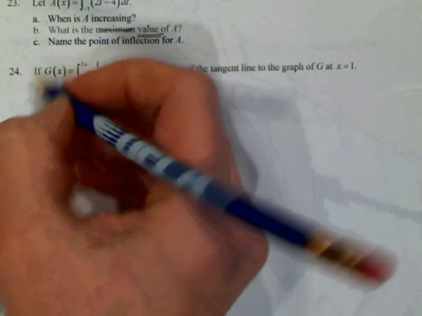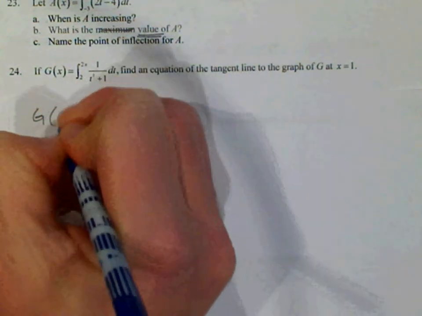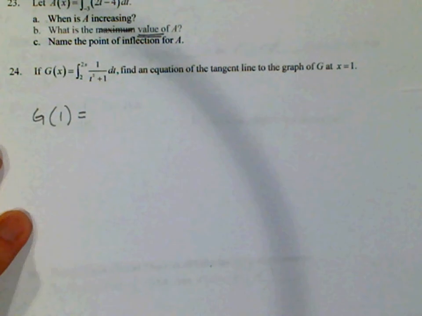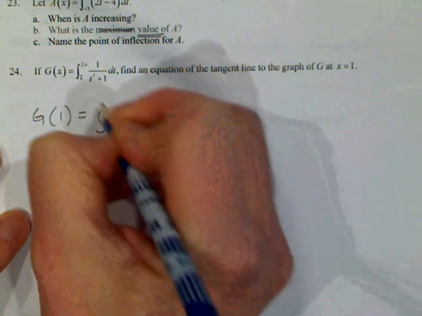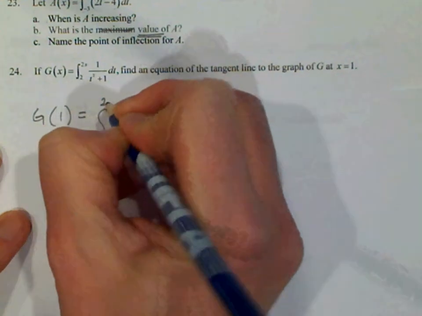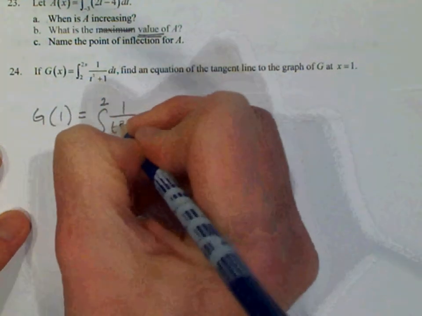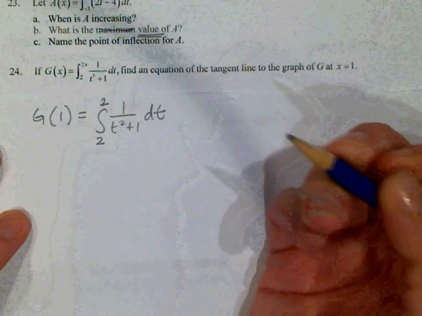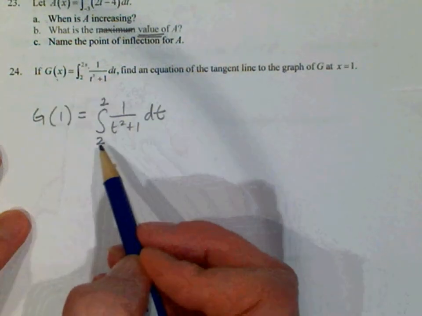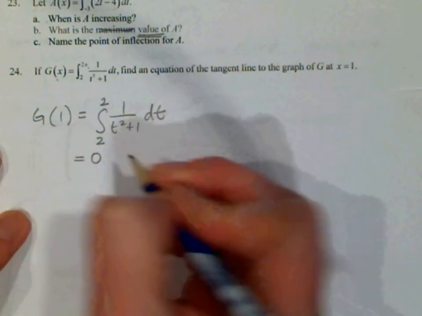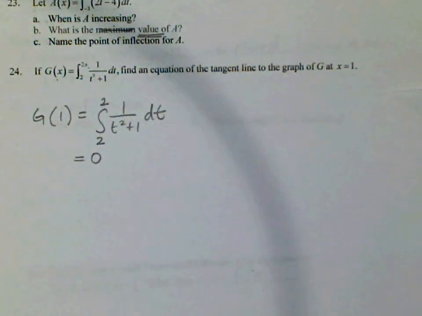So to find the point, I need g at 1. Well, g at 1 will be the integral from 2 to 2 times 1, which is 2, of 1 divided by t squared plus 1 dt. Remember, my input goes in for x. Well, the integral from 2 to 2 is just equal to 0. So I have my point 1, 0.